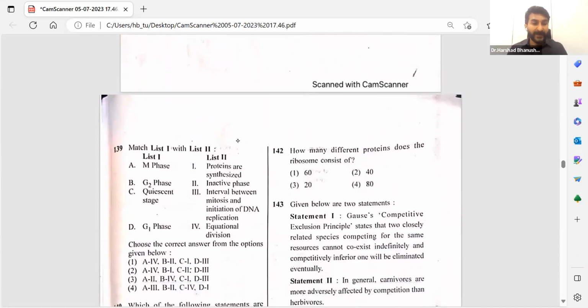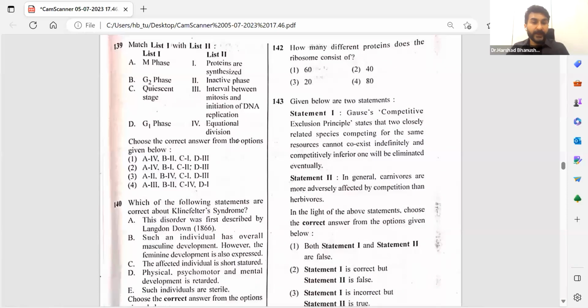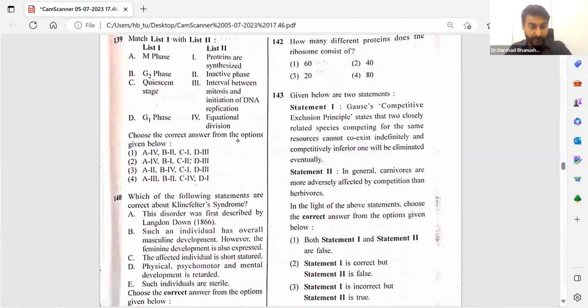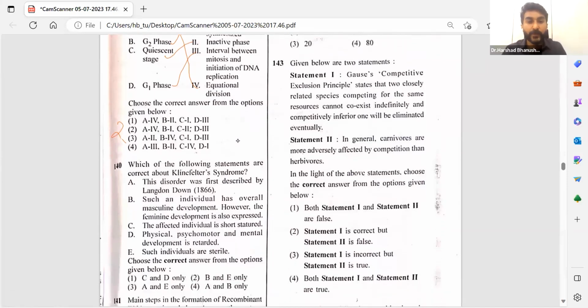The next one is the match the column. That is question number 139. They have asked you M phase. Now, M phase is the division phase. So we go by the equational division. In G2 phase, the proteins are synthesized. So we say B1. Quiescent is the inactive stage. So C2. And G1 phase is between M and S. So we say D3. So A4, B1, C2, D3 is the only combination. That is your option number 2. So we mark A4 B1 C2 D3.